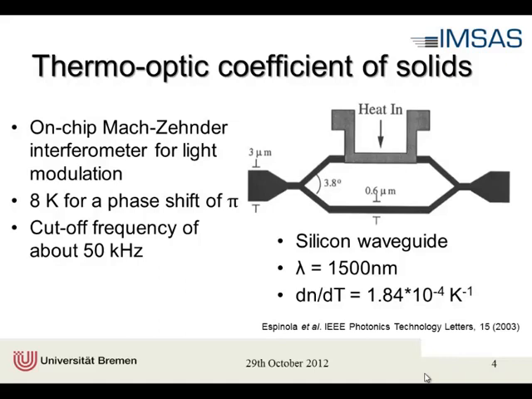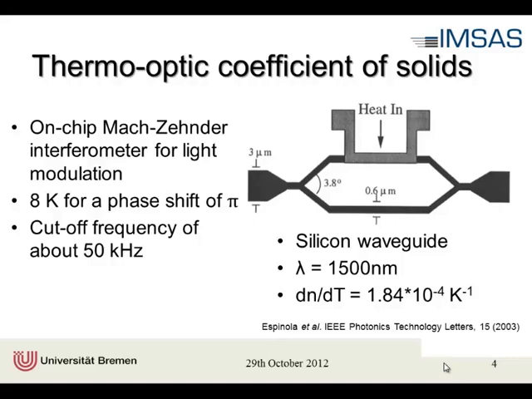Let's have a look at a thermo-optic light switch. As published by Espinola et al., they integrated an on-chip Mach-Zehnder interferometer, which basically consists of two arms, where the light is split and joined at the end again, and one arm of those two can be heated by an integrated heating element. With that, the refractive index of the material, in this case silicon, is changed, which creates a phase shift and can be used for light modulation.